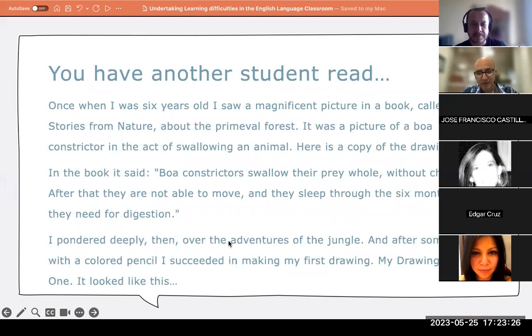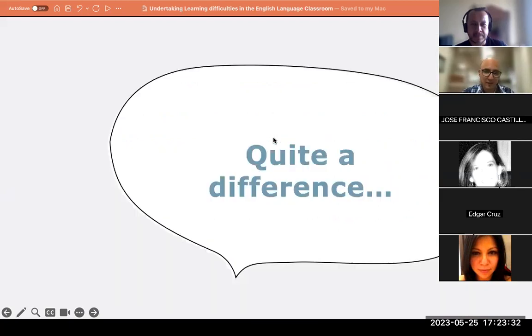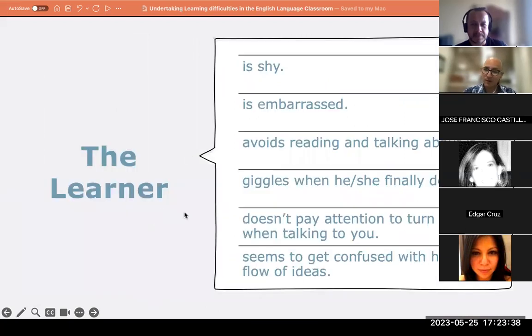Okay, this is a reading difference that just happened. We witnessed it right now, obviously synthetically, fictitiously. I'm not saying that this is it. Okay, so quite a difference. Quite a difference. Now these types of learners, they tend to be shy. They tend to be embarrassed about it.